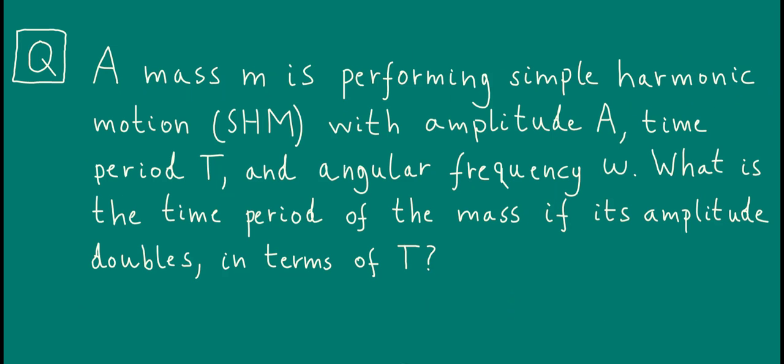A mass m is performing simple harmonic motion, SHM, with amplitude A, time period T, and angular frequency omega. What is the time period of the mass if its amplitude doubles, in terms of T? Please pause the video and have a go at this now by yourself. When you're done, unpause the video and we'll discuss the solution.